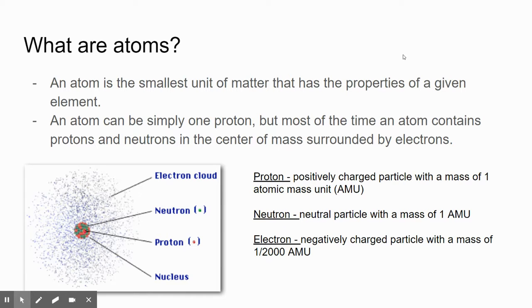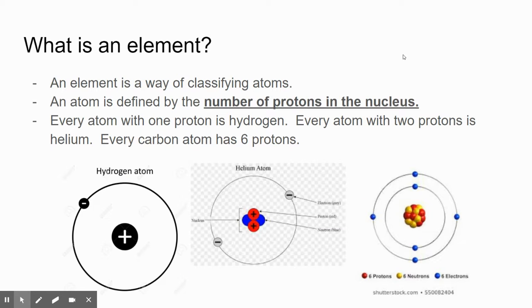All right. Now, an atom is classified as an element depending on the number of protons. The number of protons in the nucleus determines the name of the element. Every atom with 1 proton is called hydrogen. Every element with 2 protons is called helium, 3 lithium, 4 beryllium, 5 boron, 6 carbon, and so forth.